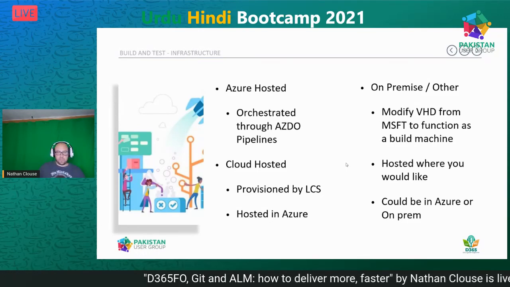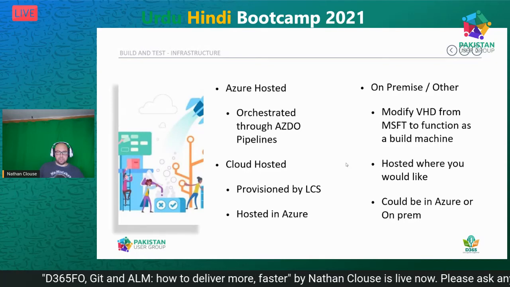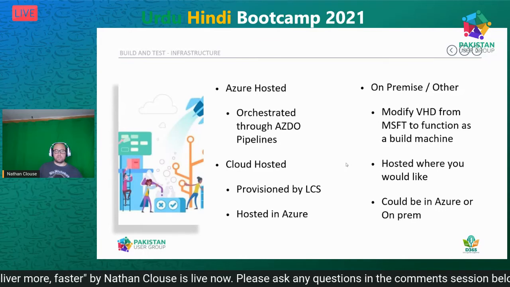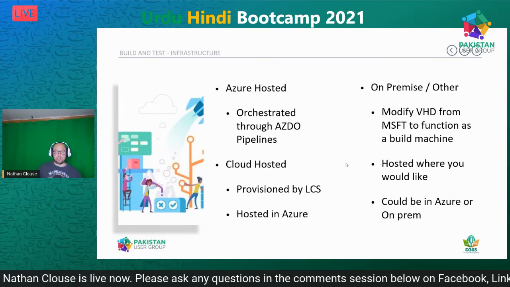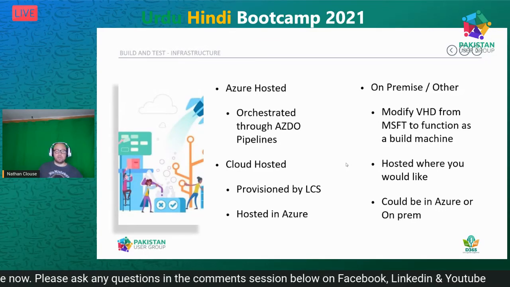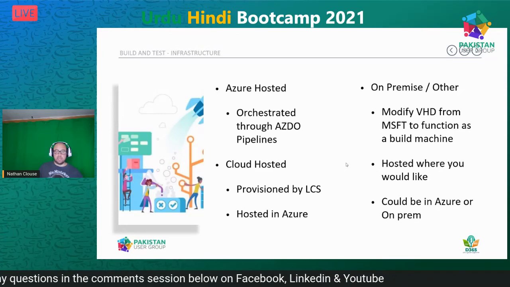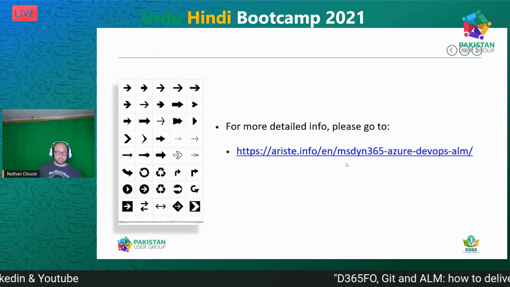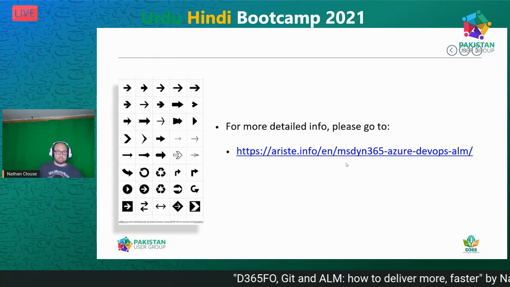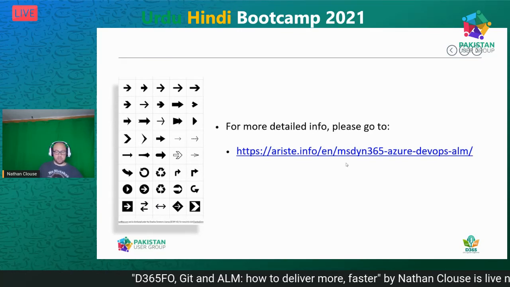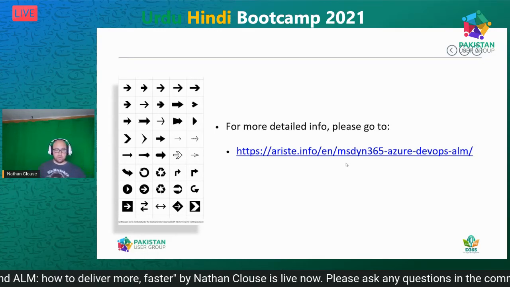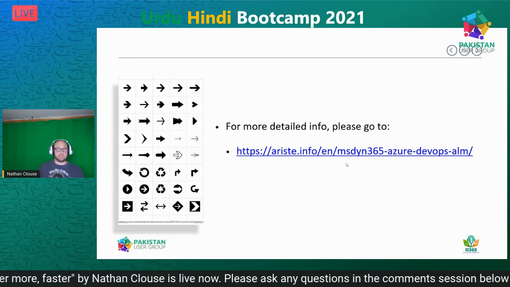And the third option is really either on-premise or other. So you can modify the VHD from Microsoft to build your own virtual machine. You can host it wherever you would like, and you can do these builds on demand. So it could be in Azure, it could be on-prem. It's really up to you. If you're interested in finding out more about setting up a build pipeline where we dynamically create a VM to do your builds, whatever that build may be, check out Andrea's article right there.